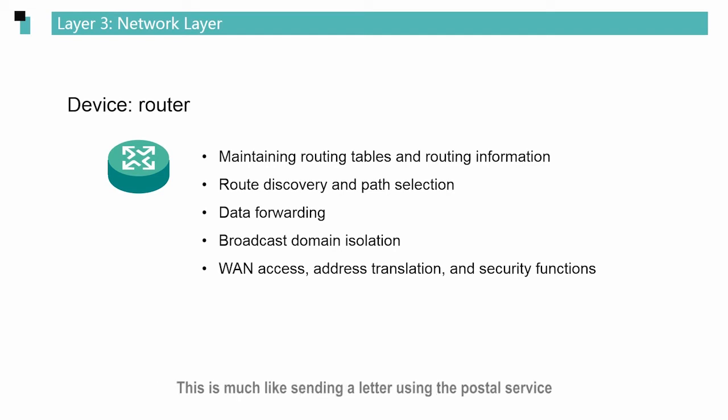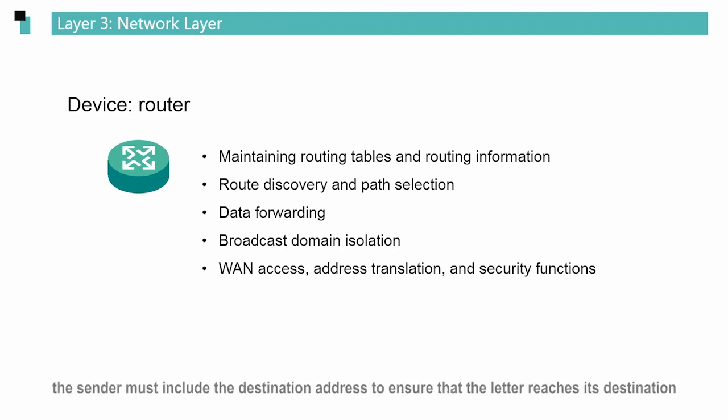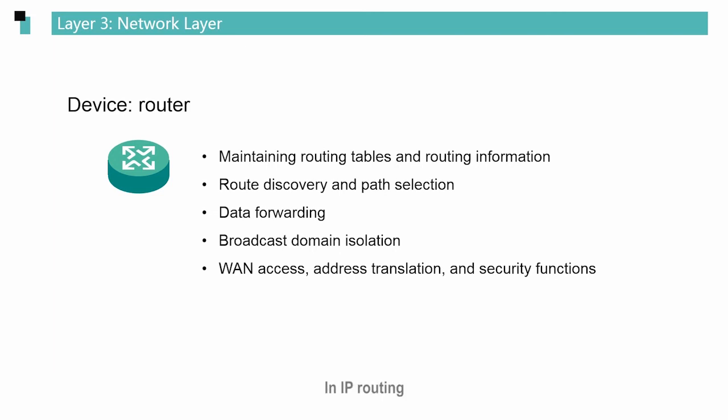This is much like sending a letter using the postal service. The payload is like the letter itself, carrying the data that the sender wishes to convey to the recipient. When writing the envelope, the sender must include the destination address to ensure that the letter reaches its destination. In IP routing, the destination address is required, but so is the source address.